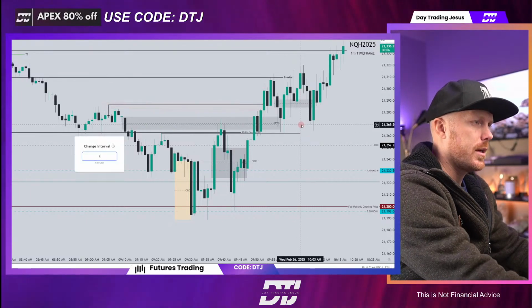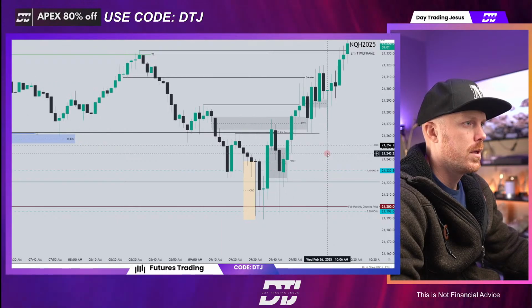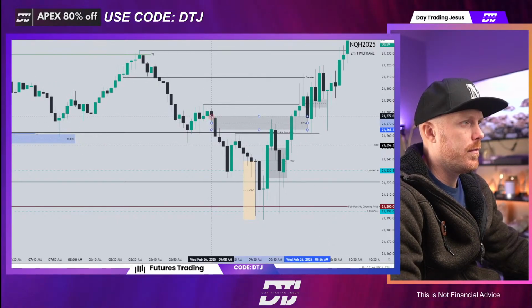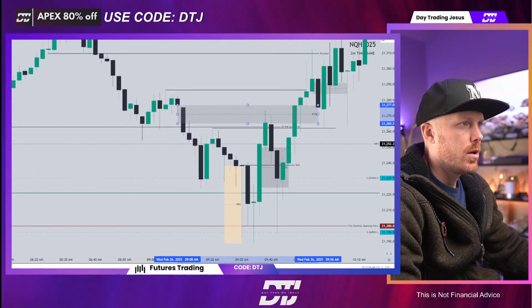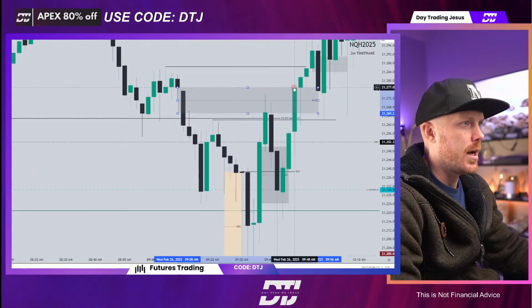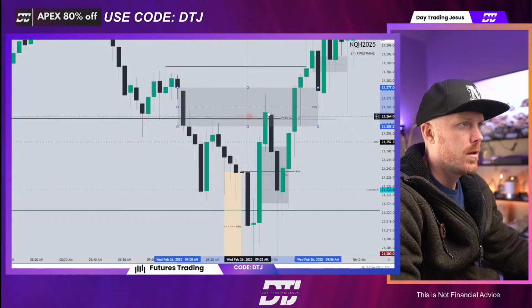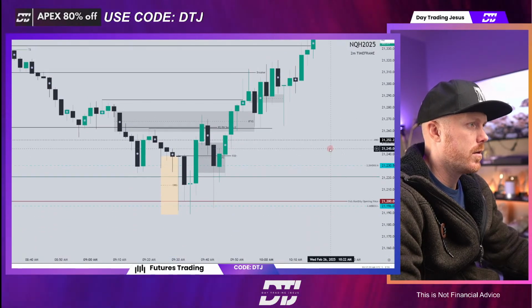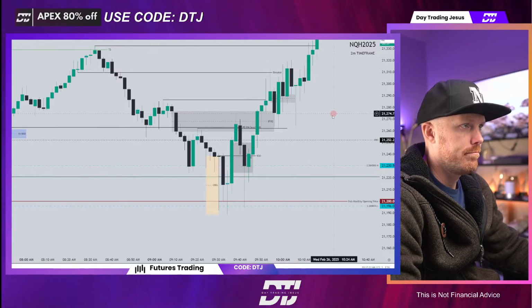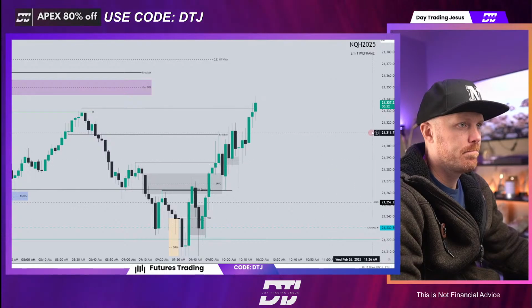Wonder what the 2-minute looked like. The 2-minute wouldn't have been an option for a trade. 2-minute did not play out. So 2-minute wasn't clean either. Just not the best price action.